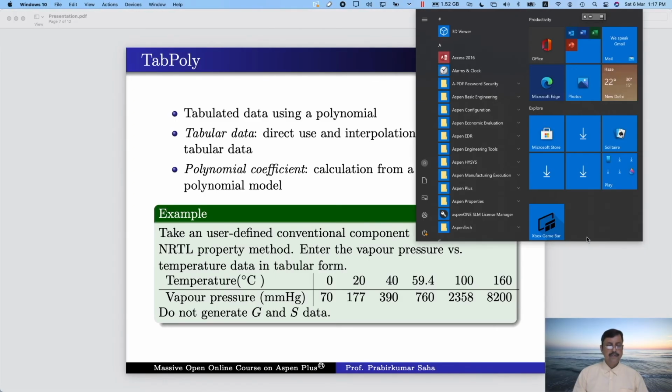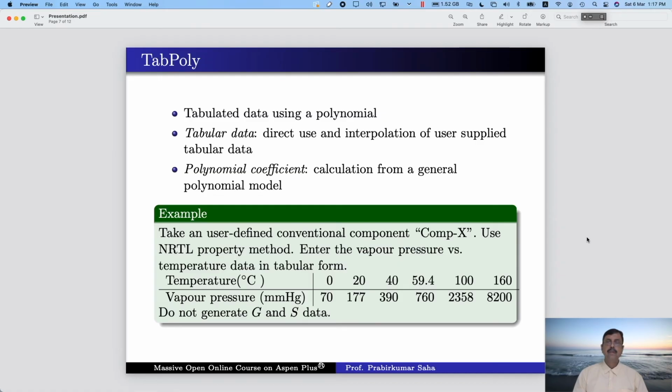Now we have something called tab poly. As the name suggests, tab poly means it is tabulated data using a polynomial. So either polynomial or tabulated data. Actually, when you have a user-defined conventional component which is not available in the Aspen database, then you can enter certain data and you can set the characteristics of that particular component in your database.